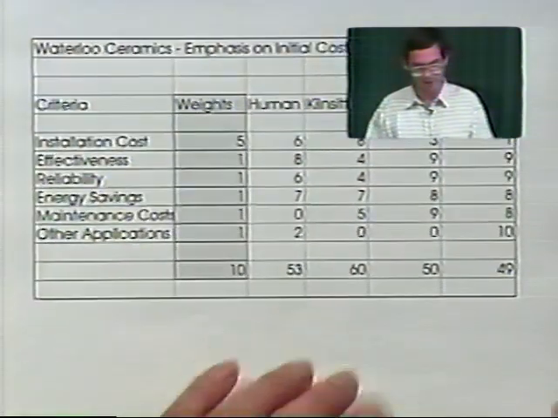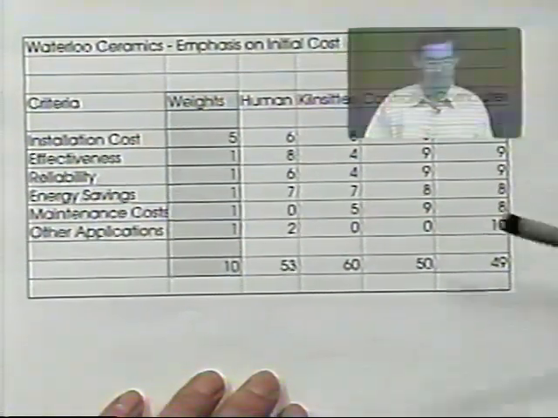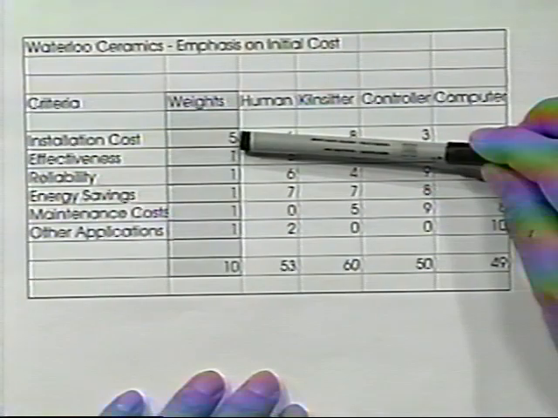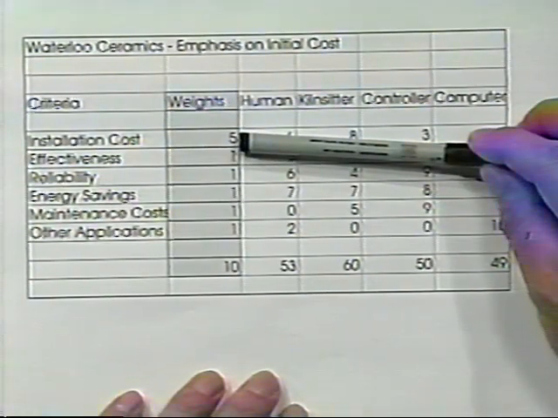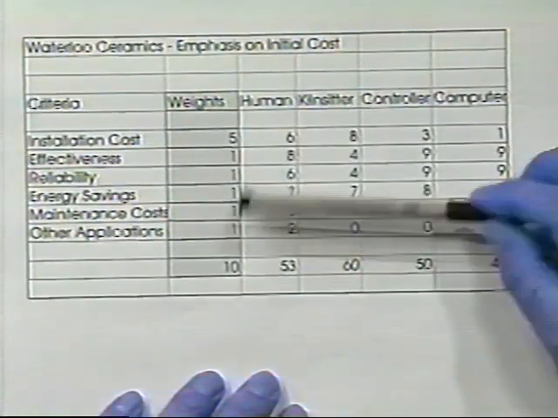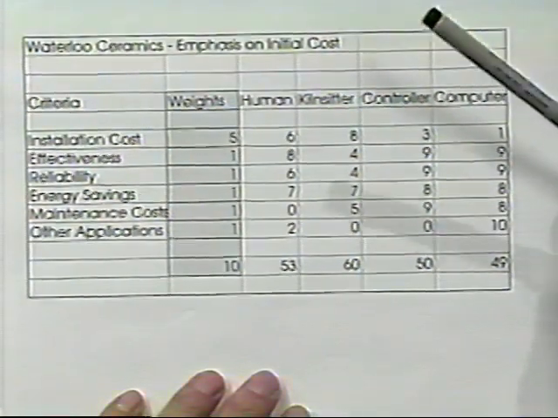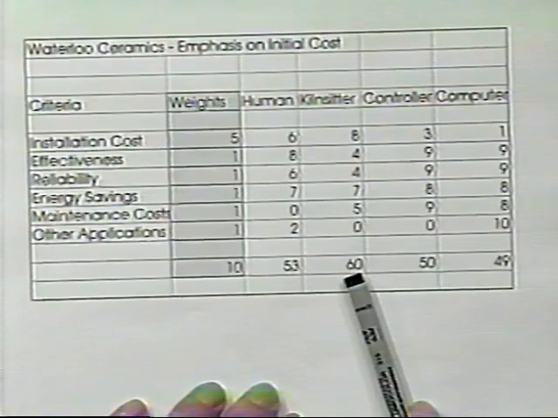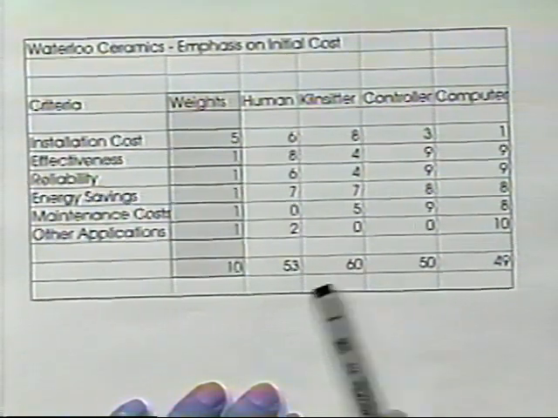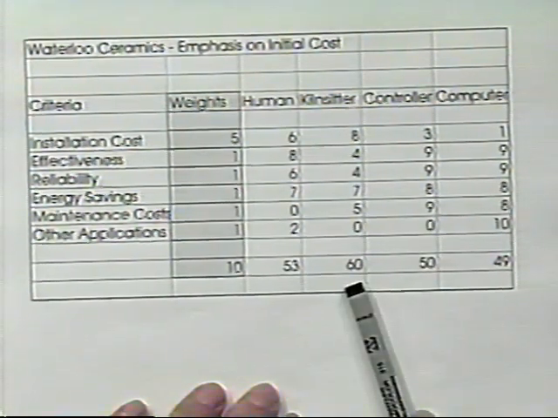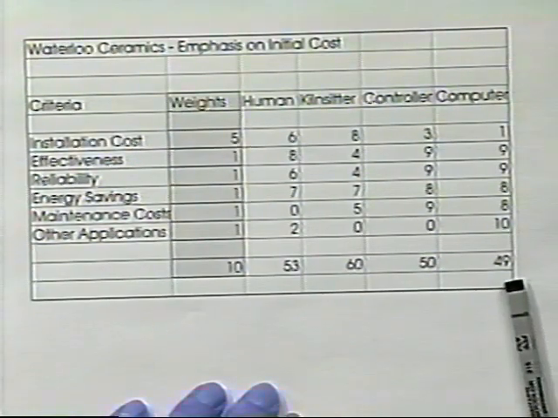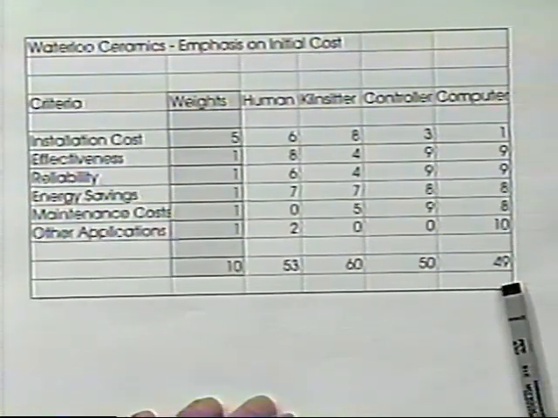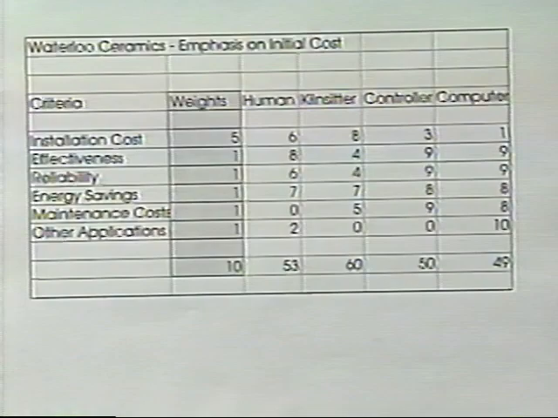Here, for example, is emphasis on initial cost. You can see here I put the weight of the installation cost as 5, and the rest evenly spread with the remaining weightings available. In this case, the kiln sitter, which is the inexpensive mechanical device, turned out to be best with a total score of 60, whereas the personal computer alternative was considerably lower at 49.